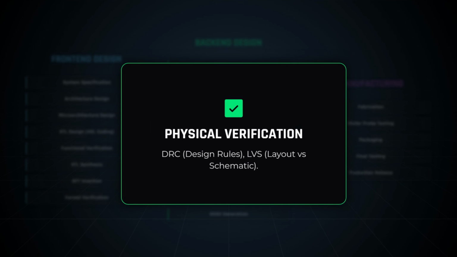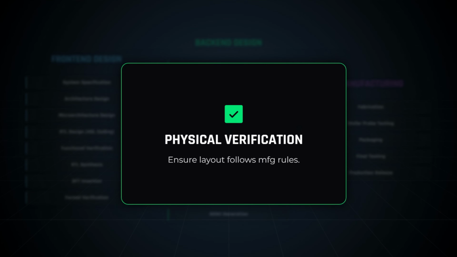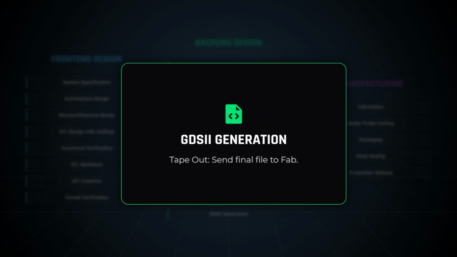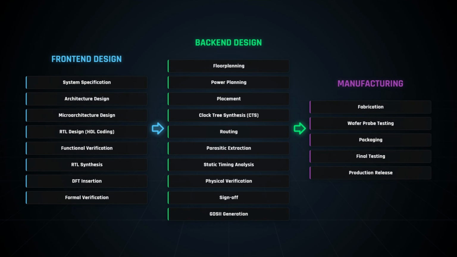16. Physical verification. We check DRC, design rule check, LVS, layout versus schematic, and ERC, electrical rule check. Ensure the layout follows manufacturing rules. 17. Sign-off. Final checks: timing, power, signal integrity, EM/IR. If everything passes, it is ready for tape-out. 18. GDS2 generation. Tape-out. The final layout file is sent to the fabrication company. Now the design phase is complete.